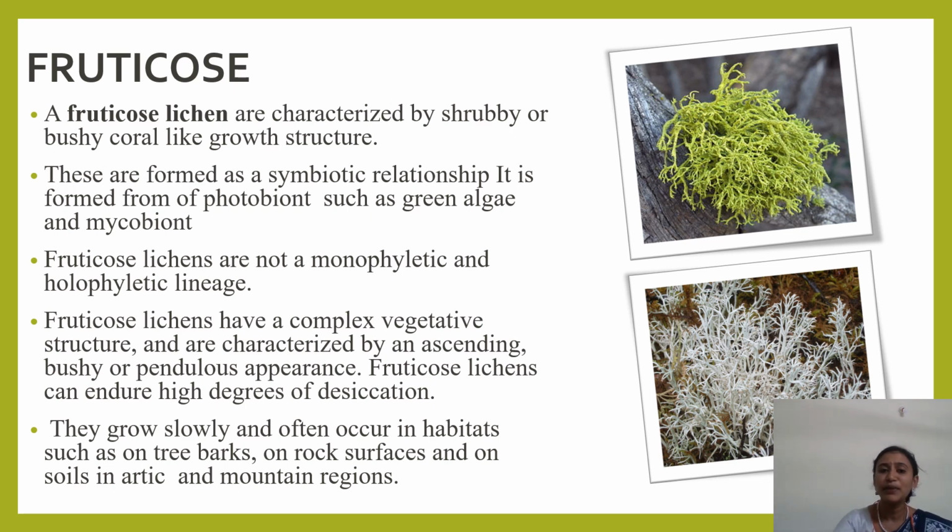These are formed by a symbiotic relationship. They are formed from the phycobiont, green algae, and the mycobiont. Fruticose lichens are not a monophyletic or holophyletic lineage. They have a complex vegetative structure and are characterized by ascending bushes or a pendulous appearance. Fruticose lichens can endure a high degree of desiccation. They grow slowly and often occur in habitats such as tree barks, rock surfaces, and soils of the Arctic and even mountain ranges.